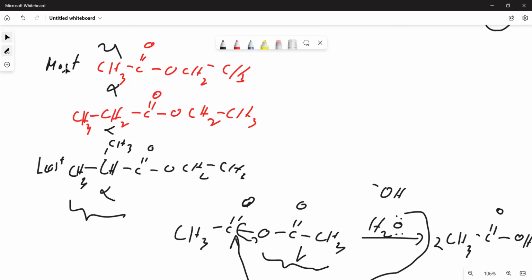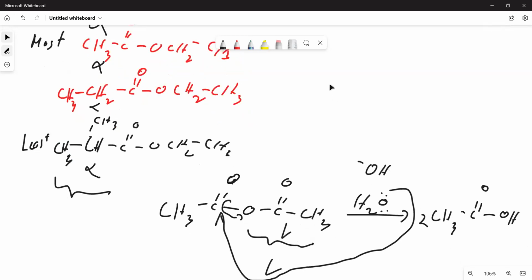Now, the most reactive class will be the first one, no? Because it is less crowded. So steric effect is very important in Claisen condensation reaction. Look at this. You have 2 alkyl groups, okay? So it's a very crowded alpha carbon. So it is very difficult for the base to remove this acidic hydrogen. So that's why this is the least reactive of the 3, okay?